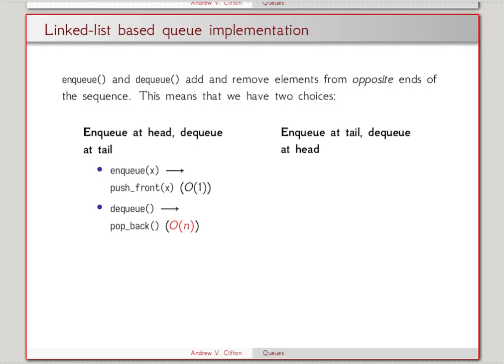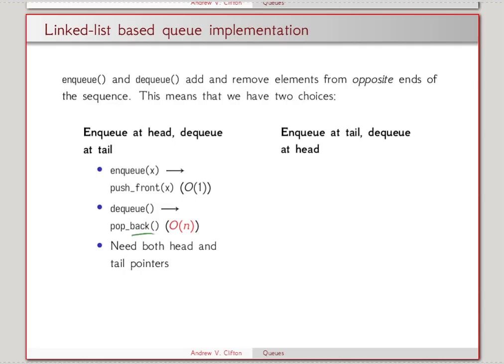But then that forces dequeue to use pop back, right? It has to operate on the opposite end. So this is front, that means this one has to be back. And pop back on a singly linked list is O of n, right? It runs in linear time there. And that's not good. Now we could make this O of 1 by making our list a doubly linked list, but then we're paying for an extra pointer in every single node just to make this one operation take constant time.